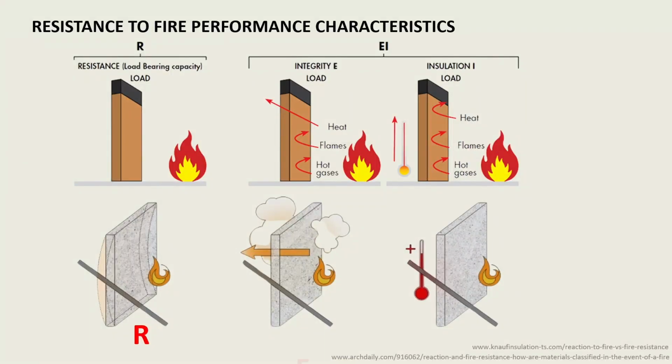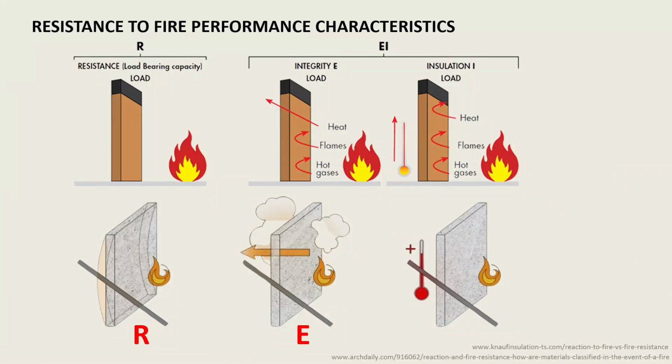Second characteristic is E, integrity. This checks whether a separating element can prevent flames or hot gases from passing through to the unexposed side during fire exposure. Integrity is generally evaluated based on three things: 1. Cracks or openings. 2. Sustained flaming on the unexposed side. And lastly, ignition of a cotton pad, unless insulation is not required. In case load-bearing capacity fails, integrity also fails.